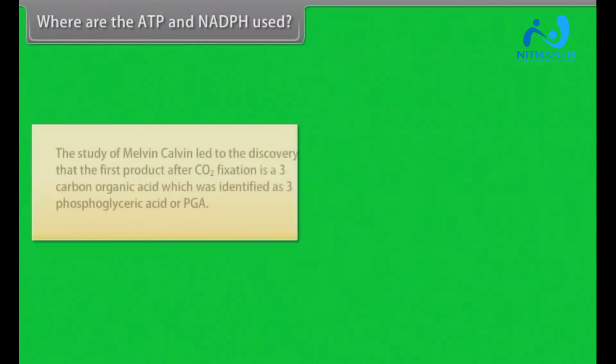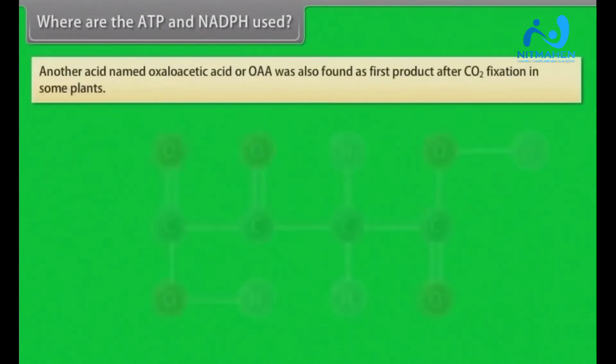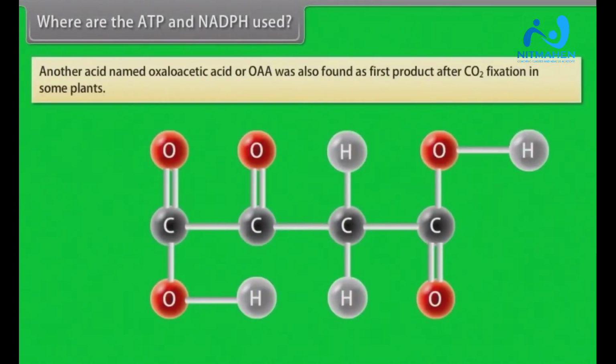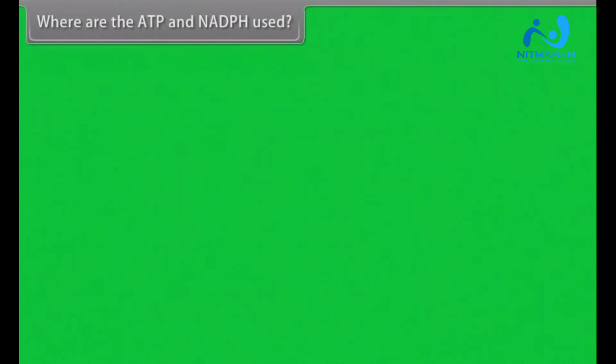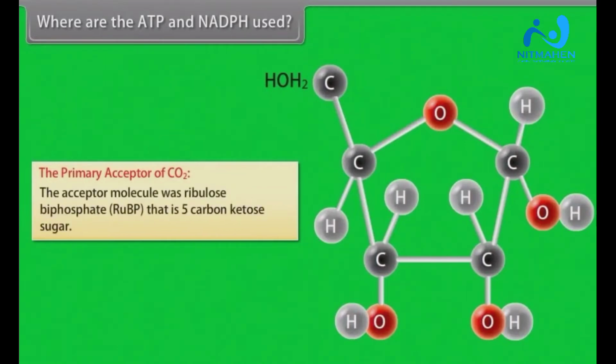The study of Melvin Calvin led to the discovery that the first product after carbon dioxide fixation is a 3-carbon organic acid, which was identified as 3-phosphoglyceric acid or PGA. Another acid named oxaloacetic acid or OAA was also found as the first product after carbon dioxide fixation in some plants. The primary acceptor of CO2. The acceptor molecule was ribulose bisphosphate, RuBP, a 5-carbon ketose sugar.